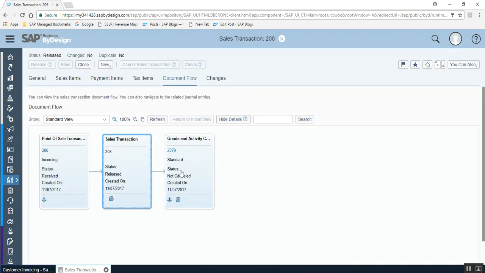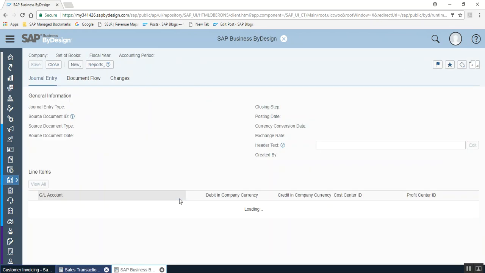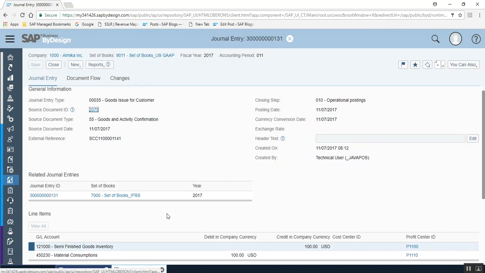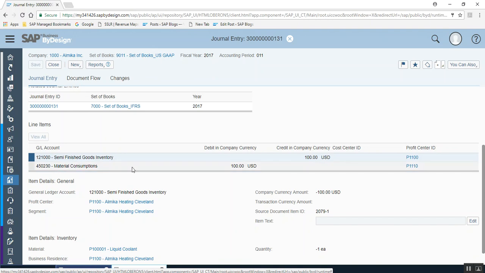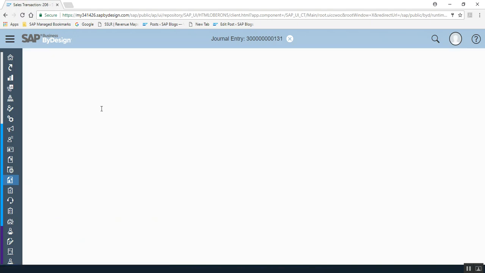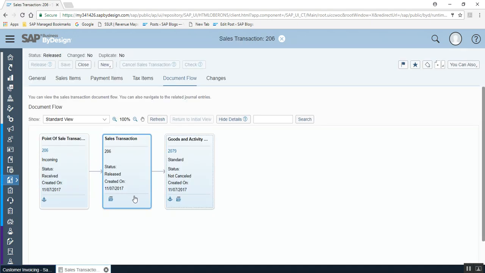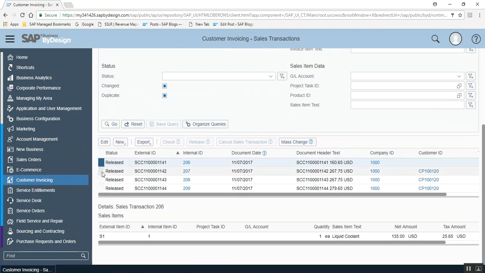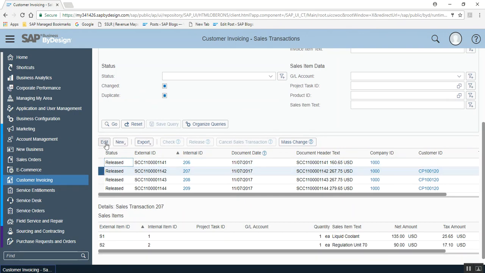At the same time, there is goods and activity information, where the stock general ledger related postings have happened, where you can see the postings of material being consumed, with the amount details posted. So this is how a sales transaction's GL entries look in Business by Design. Now let's take a look at a card transaction.